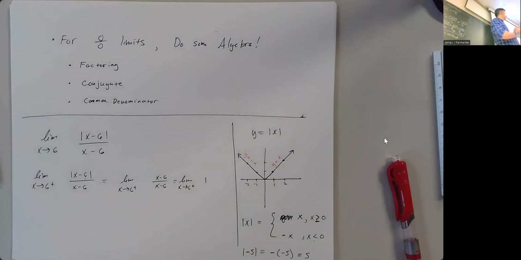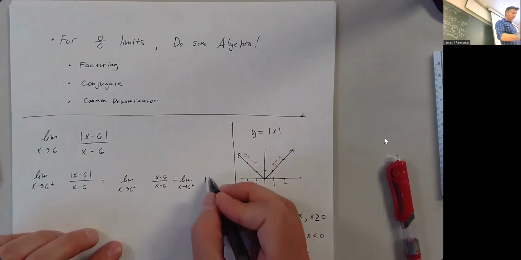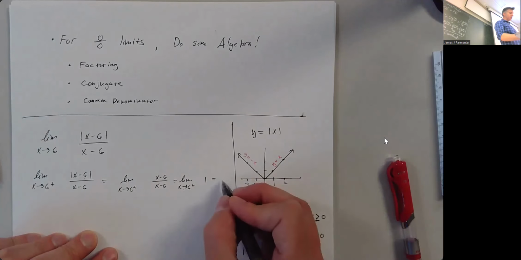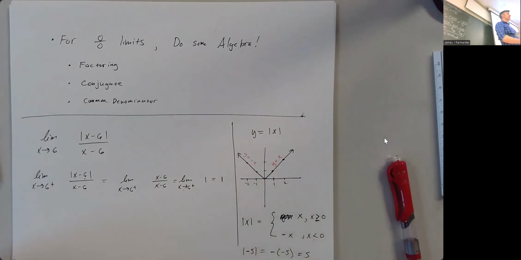That's the number that x is approaching. And I'm saying, okay, the limit of a constant is just a constant. If your function is equal to 1 all the way up until you get to 6, then the limit is just 1.